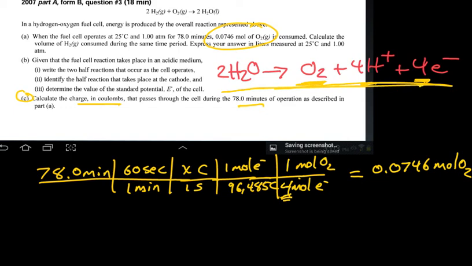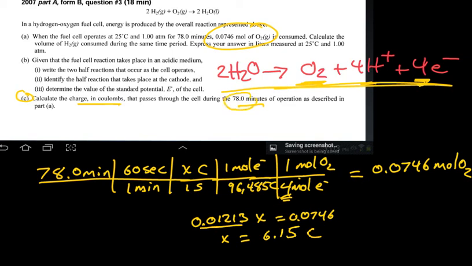So now I'm going to solve for x. I multiplied all the numbers, and that's what it came out to be. It's still times x equals our 0.0746. And when I solve for x by dividing by 0.01213, I get 6.15 coulombs. And let me look at sig figs here.